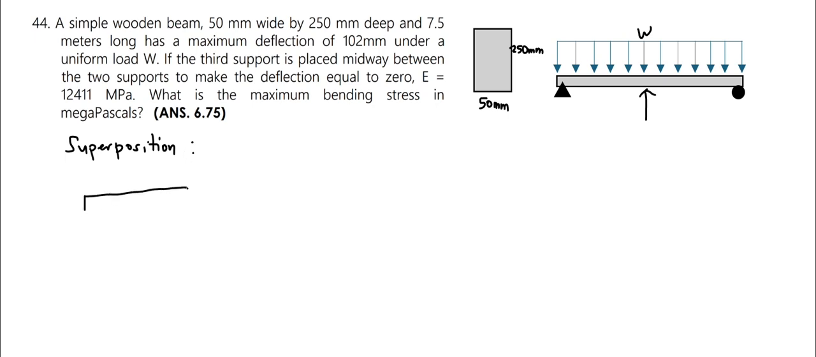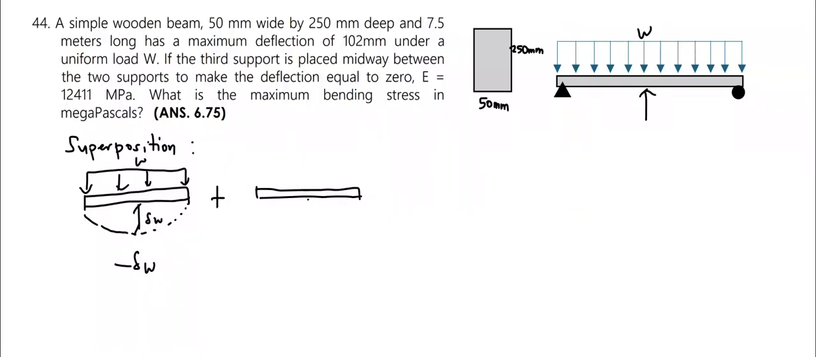So let's say we have a uniformly distributed load that will induce a downward deflection. Let's call this deflection delta sub W, and it is going downward, so it's negative. We add this to the deflection induced by an upward force that is added at the midspan. Let's call this force P, and it would induce an upward deflection on the beam. Let's call this deflection delta P, and it's positive since it is going upward, all equal to a net deflection of 0 at the midspan of the beam.